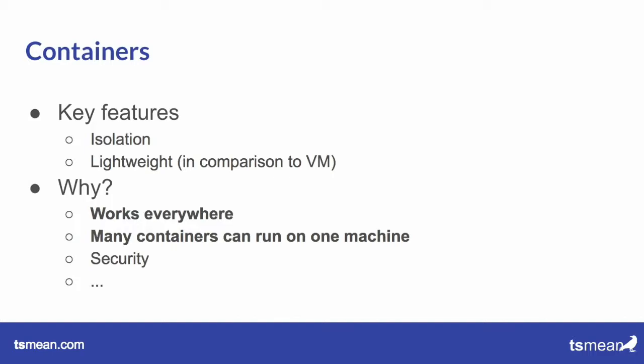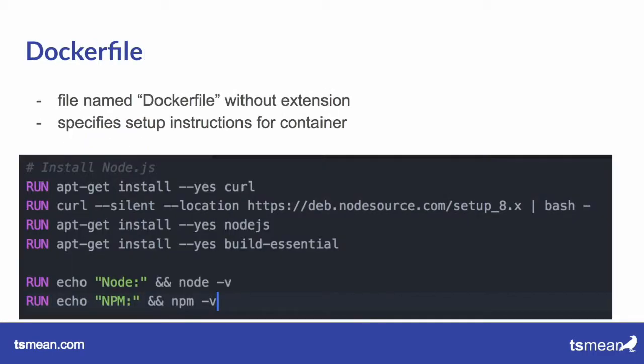So how can you actually set up a Docker container? Well, we need to specify somehow what should get installed in a Docker container. And we do this with a file called Dockerfile. And this Dockerfile is really named Dockerfile. It doesn't have any extension, so you just create a new file called Dockerfile. And this file specifies the setup instructions for this isolated environment for the container.